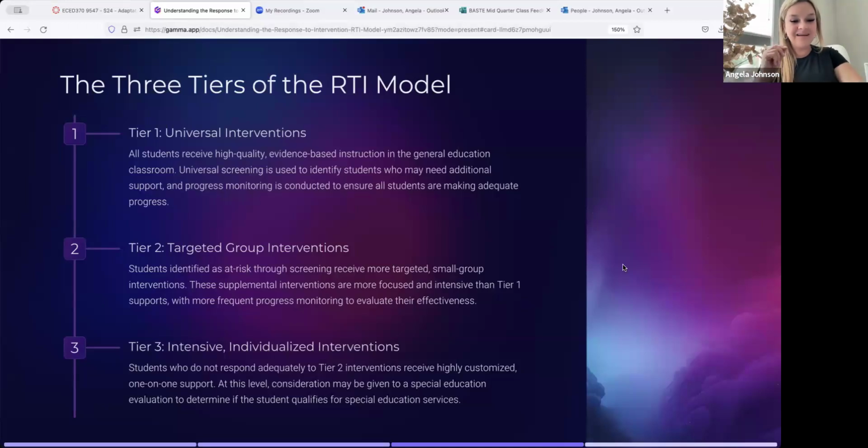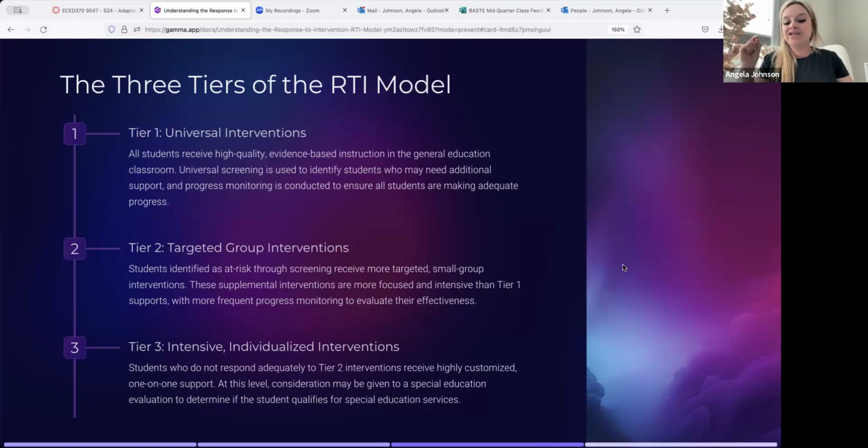Tier 3, the word says it right there, intensive individualized intervention. Students who do not respond adequately to tier 2. So you've tried tier 1, whole class, tier 2, small group, now tier 3. They will receive highly customized one-on-one support. Maybe a group of 2, let's say you have a pair. Maybe they work well together. Maybe they need the exact same thing, but I would say maybe just one, right?